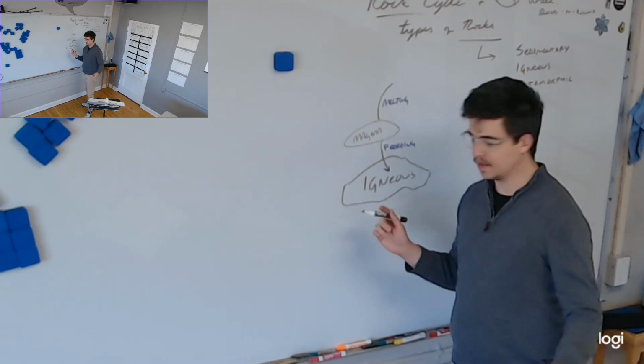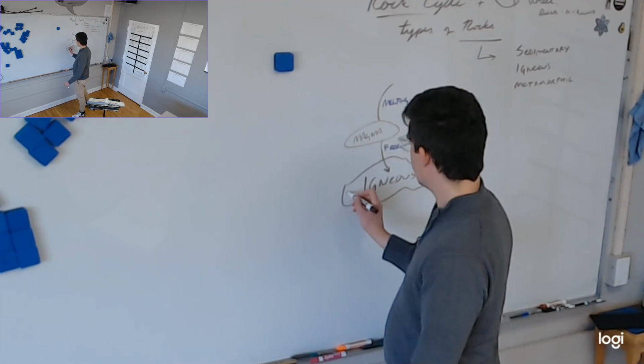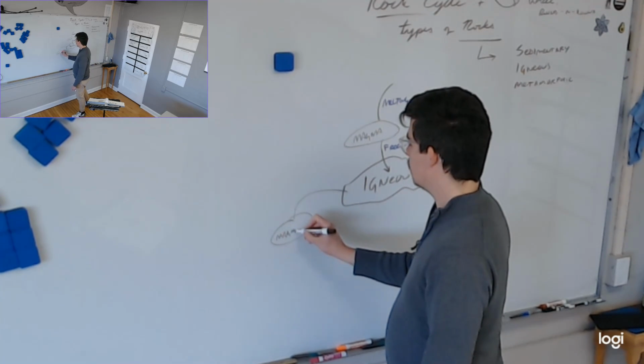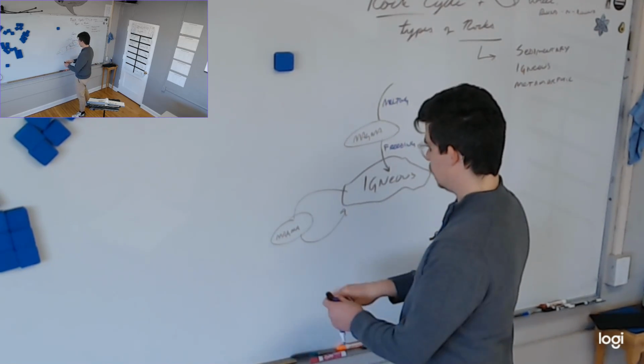An igneous rock. Still an igneous rock. It might be a different igneous rock, but it's still an igneous rock. So this kind of rock, igneous rock, can melt and then cool again to become another igneous rock.